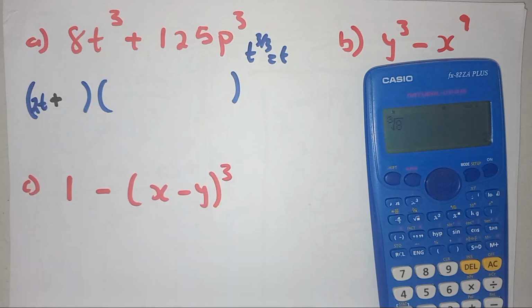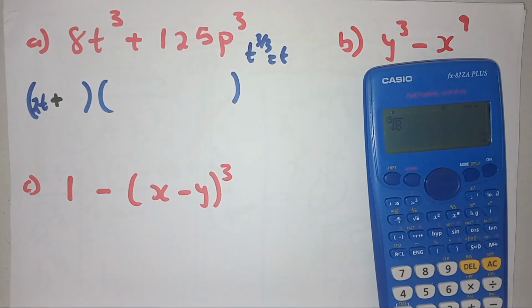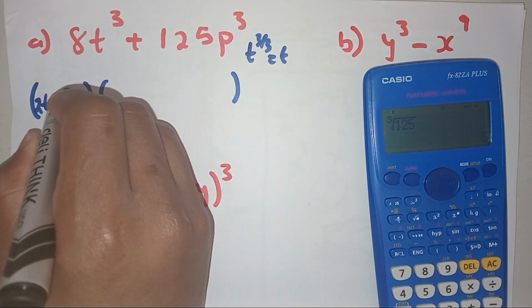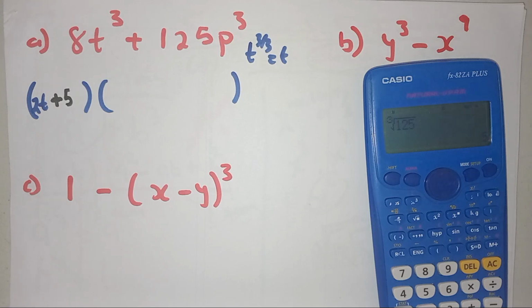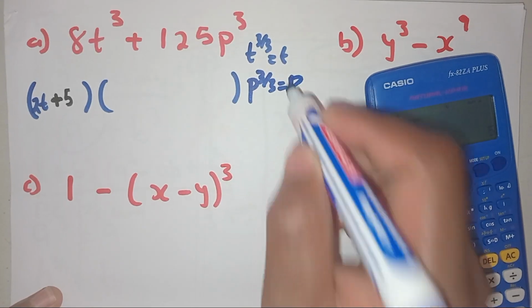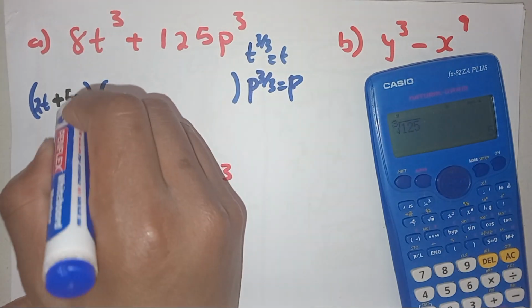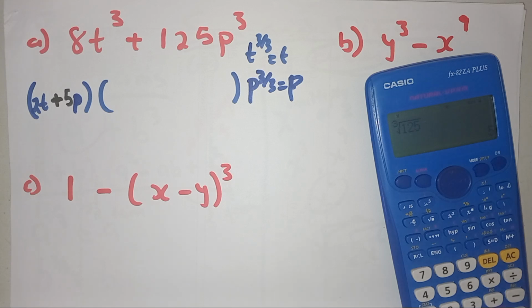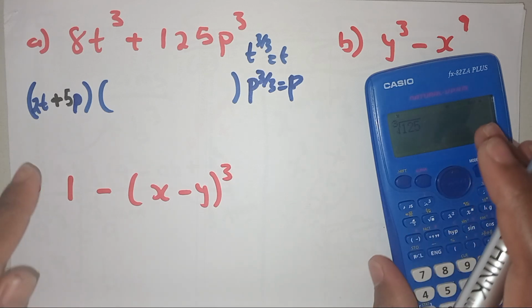And then you do this very same thing to this one. What is the cube root of 125? You get 5. And then you write 5 here, right? And then from there you go for p. What is the cube root for p exponent 3? You divide by 3, you get p. You see how you work on it? And then here you're going to write p.